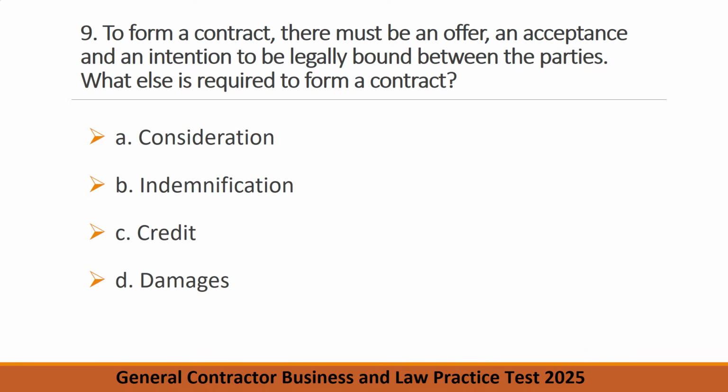9. To form a contract, there must be an offer, an acceptance, and an intention to be legally bound between the parties. What else is required to form a contract? A. Consideration. B. Indemnification. C. Credit. D. Damages.